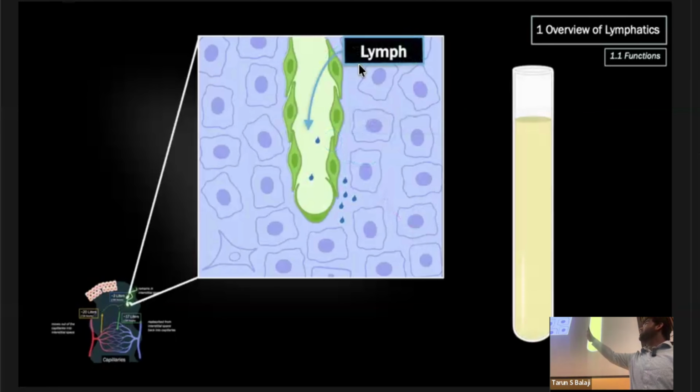Now, when this interstitial fluid is inside the capillaries, it gets a new name. Rebrand. We're calling this lymph or lymphatic fluid. It's essentially just tissue fluid, but now it's inside your lymphatic capillaries, so we're giving it a different name.